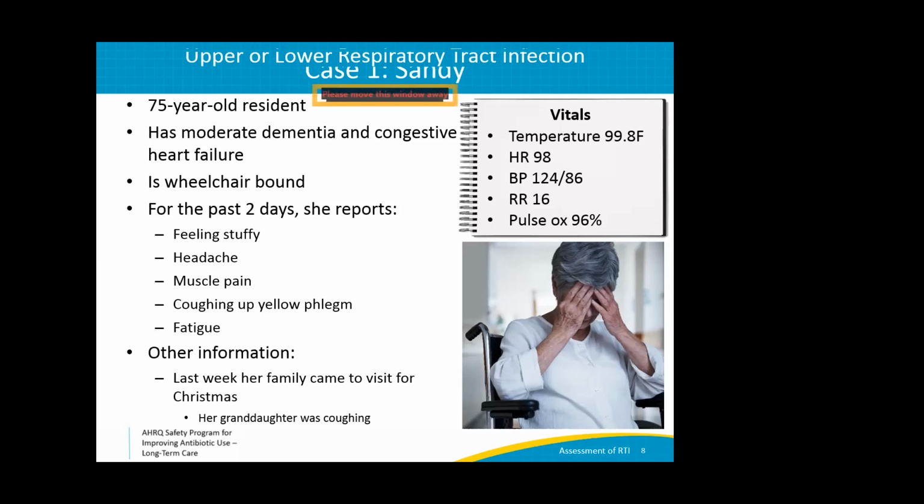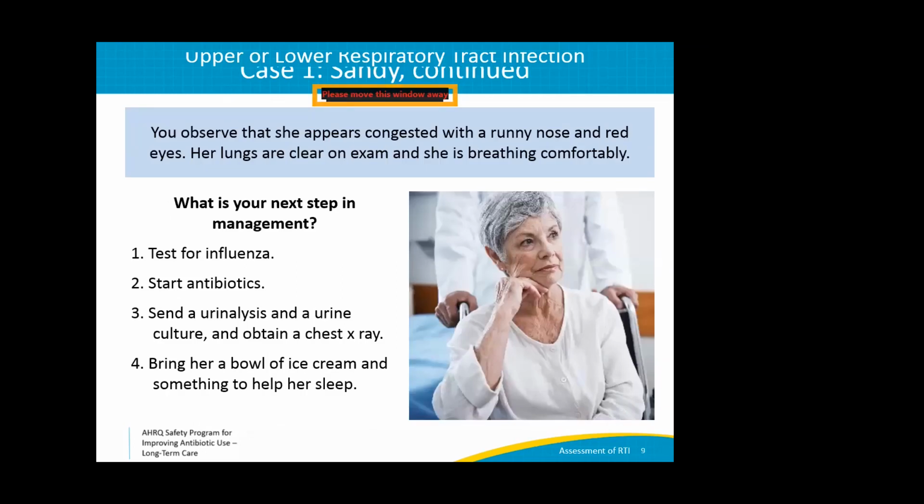So when you go to see her, she has a temperature of 99.8, so a low grade temp, normal heart rate and blood pressure, normal respiratory rate, and a pulse ox of 96% on room air. On exam, she looks congested, her nose is running, her eyes are red. However, she looks to be breathing comfortably and her lungs sound clear on exam.